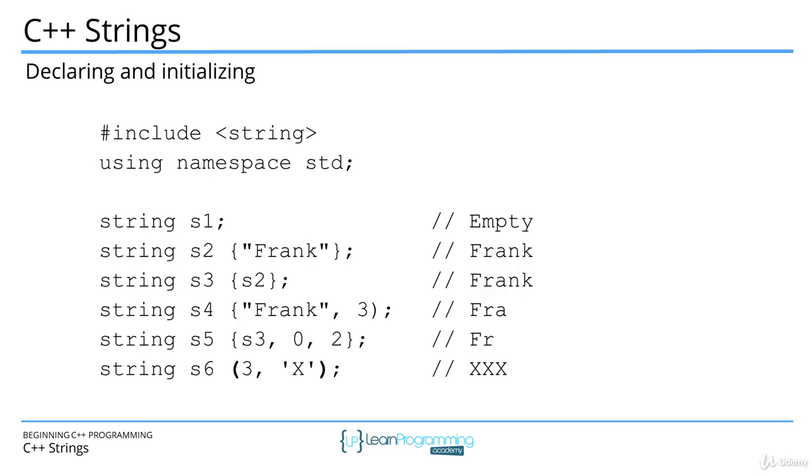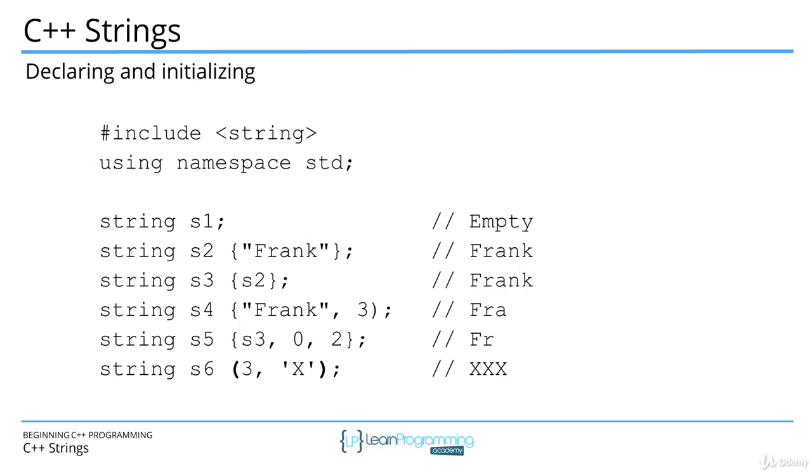In the fifth example, I'm initializing S5 from S3, which is Frank. But notice the 2 integers that follow the S3 in the initializer. The first integer is the starting index, and the second is the length. So in this case, we initialize S5 with the 2 characters at index 0 and 1 from S3. So S5 will be initialized to FR. Finally, we can initialize a string to a specific number of a specific character. In this case, 3 X's. Note that this uses constructor syntax with the parentheses instead of the curlies.